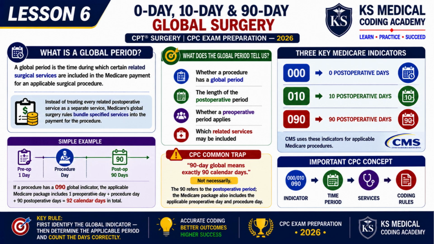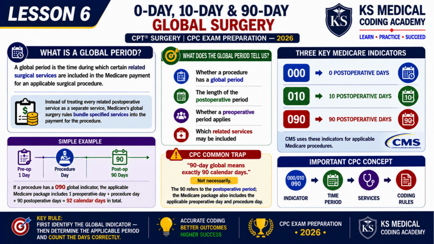What is a global period? Now let's understand what a global period means. A global period is the time during which certain related surgical services are included in the Medicare payment for an applicable surgical procedure. Instead of treating every related postoperative service as a separate service, Medicare's global surgery rules bundle specified services into the payment for the procedure. The global indicator helps us determine whether a procedure has a global period, how long the postoperative period lasts, whether a preoperative period applies, and which related services may be included. The three key Medicare indicators are 000, 0 postoperative days, 010, 10 postoperative days, 090, 90 postoperative days.